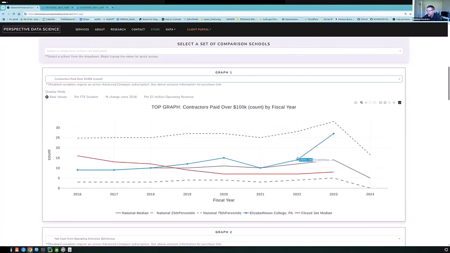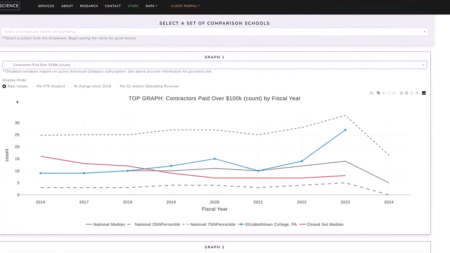And again, they may not know this. And this is the beauty of this tool. This is exactly where I would advise them to look first. They've got a lot of contractors over 100K just joining the operation. Maybe you can explain it, maybe you can't, but you need to figure out why that happened, and understand if we can get back to 10, which is about where they were and would be about normal for them.